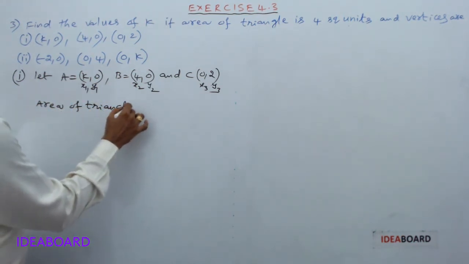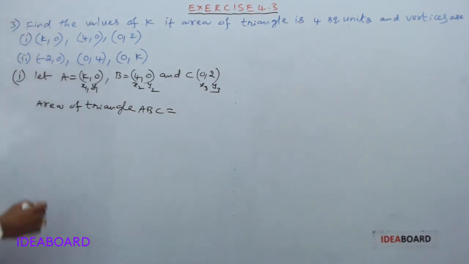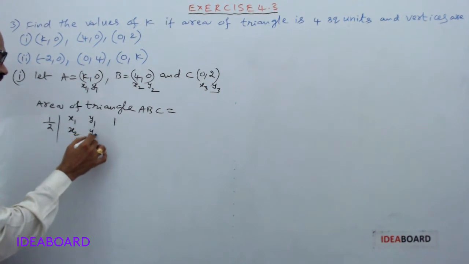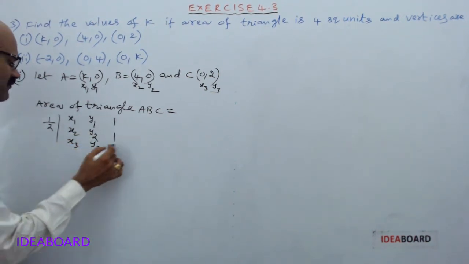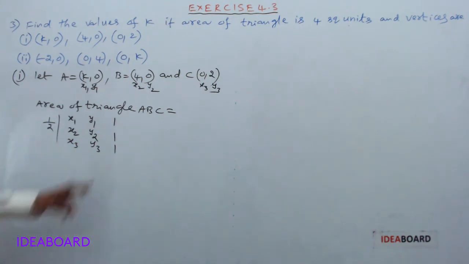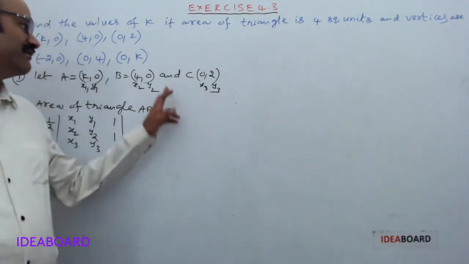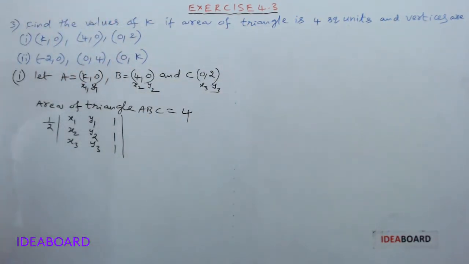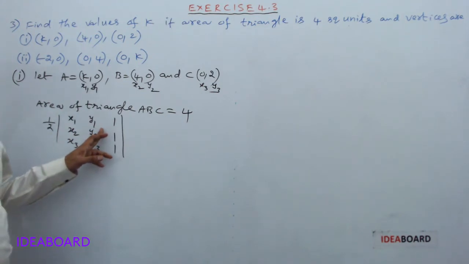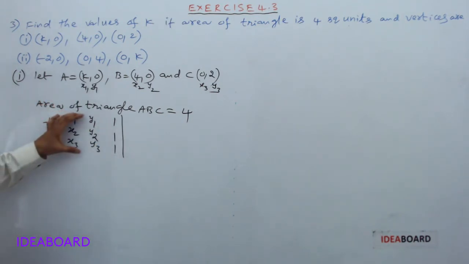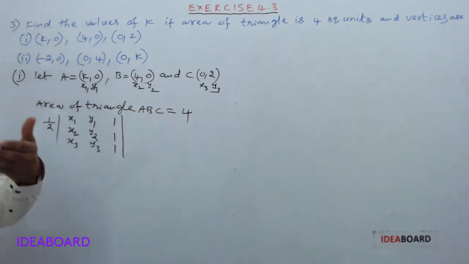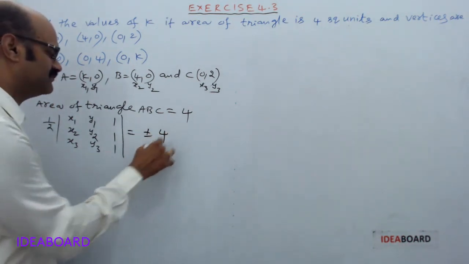area of triangle ABC equals 1 by 2 into the determinant of x1 y1 1, x2 y2 1, x3 y3 1. But the area of the triangle is given as 4. It is the absolute value of this. Whenever the area is given as 4, the determinant can be positive or negative, so we have to take plus or minus 4.